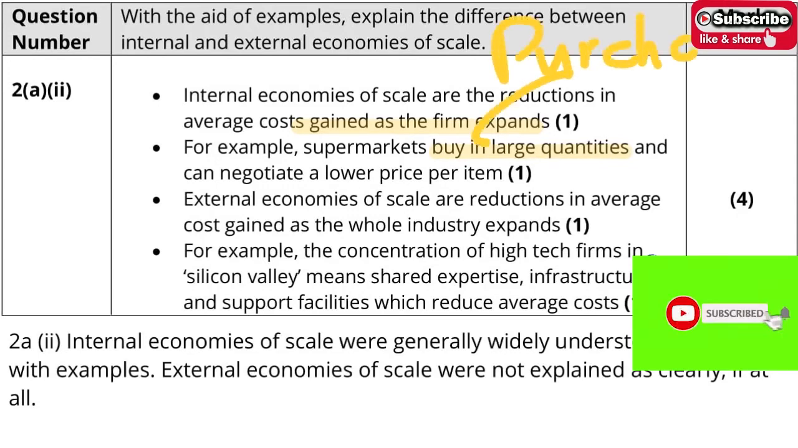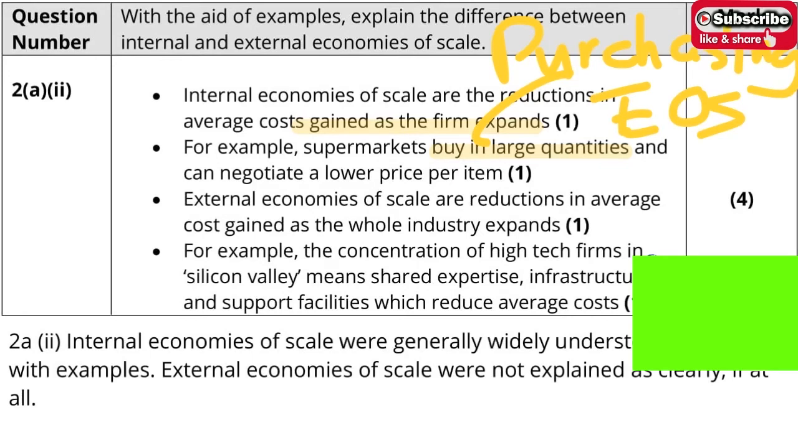On the other hand, for the external one, it would be about the whole industry, or you may say the whole market gains. Say for example, Silicon Valley for IT, so the shared expertise. Then you can reduce the average cost. So this is the external one.